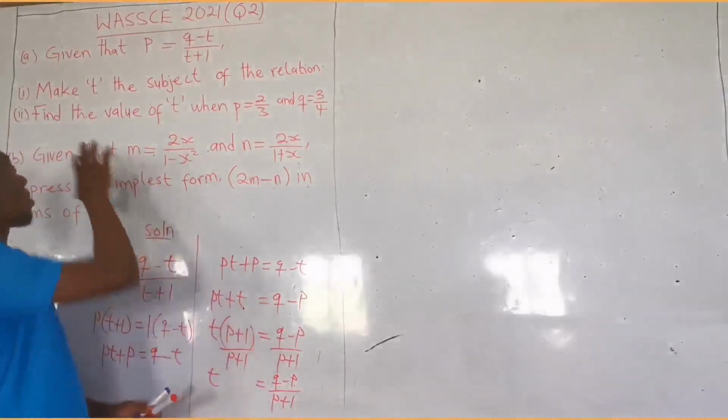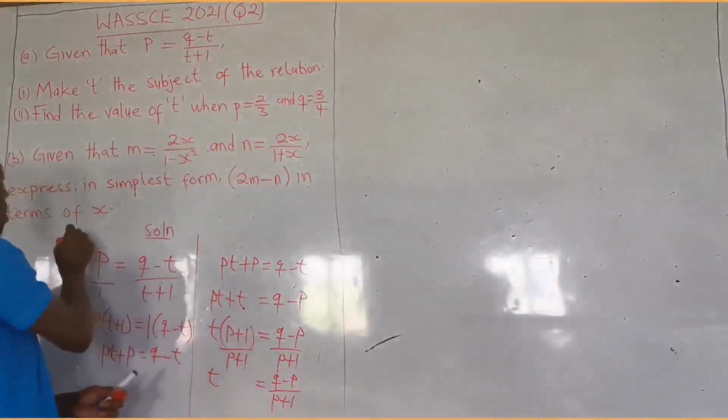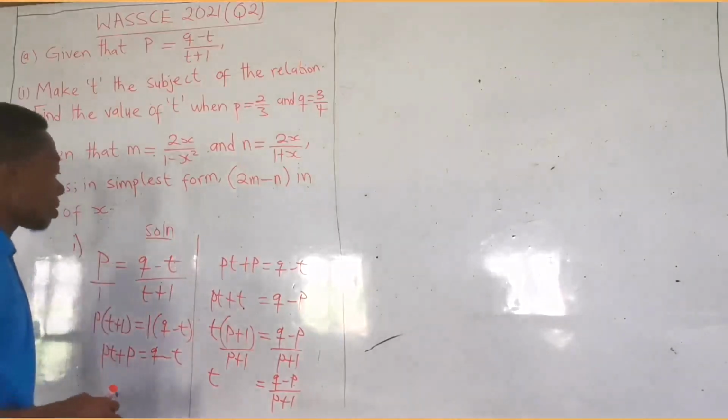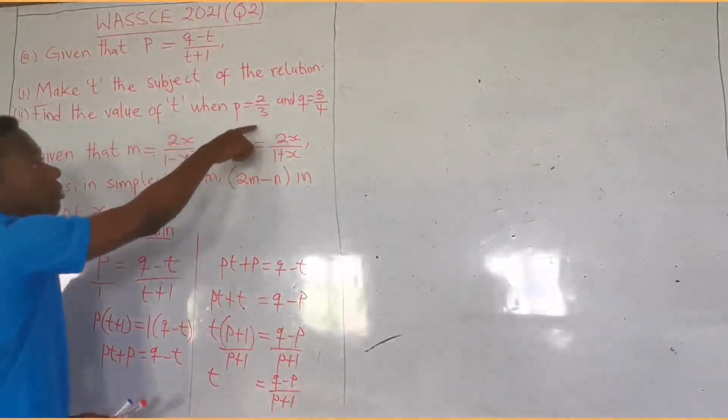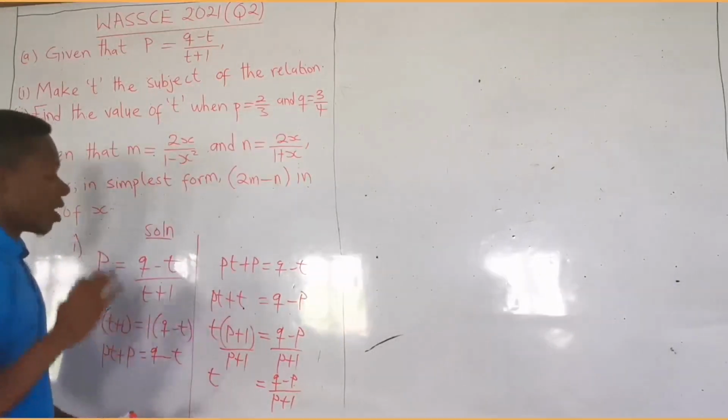But the question is also asking us to find the value of T when P is equal to 2 over 3 and Q is equal to 3 over 4.